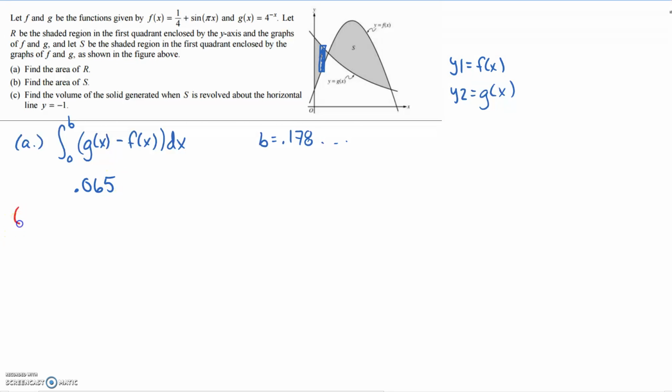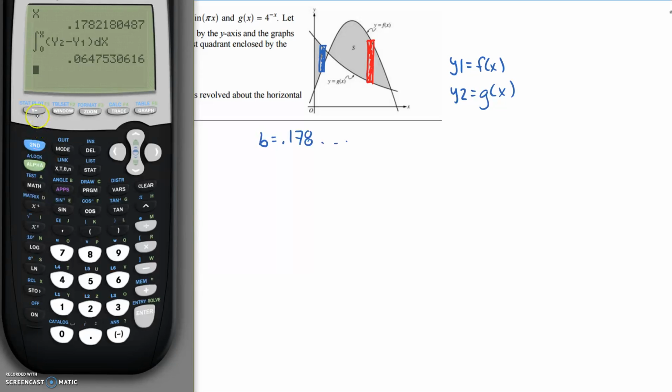Then finding the area of region S. The area of region S, again drawing the representative rectangle. The height of that representative rectangle is going to be top curve minus bottom curve, so this time f of x minus g of x. Integrating from that point of intersection to that second point of intersection, we can figure out what that second point of intersection is going to be, again using the calculator.